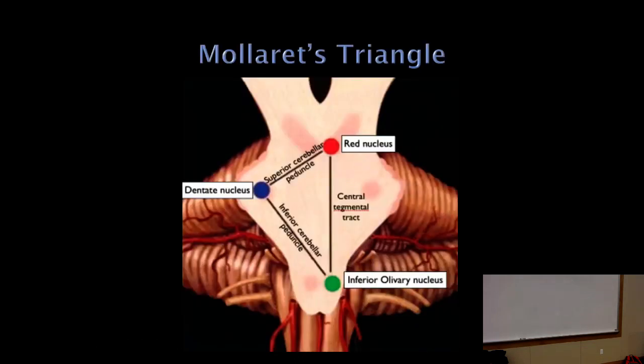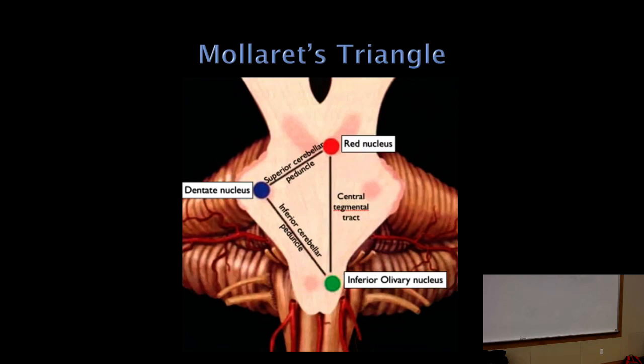Okay, before we get to some clinical aspects of the cerebellum, let me just go over this triangle one more time. It's called Mollaret's triangle. This is the one that goes from the red nucleus down to the inferior olivary nucleus. These are climbing fibers going through the inferior cerebellar peduncle to the dentate, then to the cerebellar cortex, and then back out to the red nucleus.